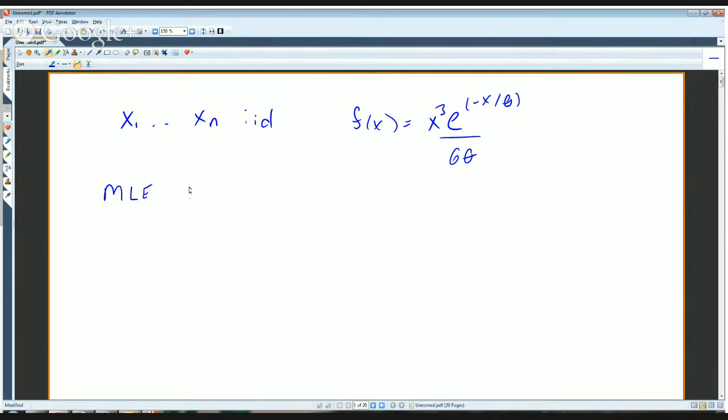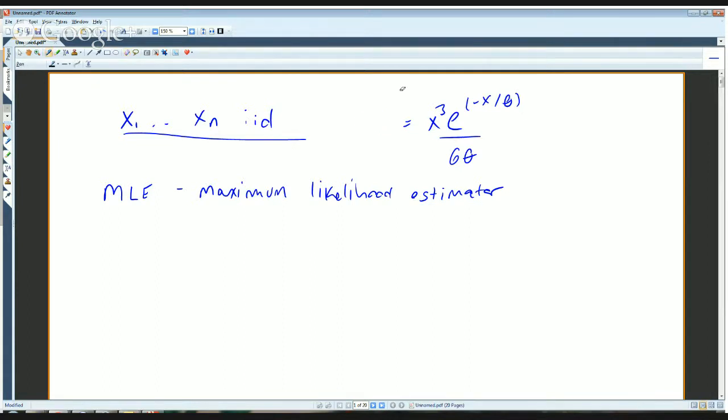So the MLE, just to remind us, stands for maximum likelihood estimator. Okay, and probably the most common circumstance is if, like here, we have this data, and let me refine this notation. Let's say this is the density, and let's just put here, to remind ourselves, that it depends on this parameter theta.